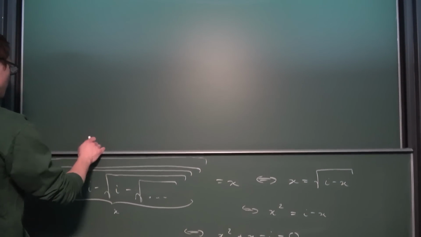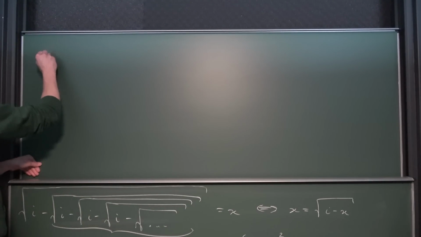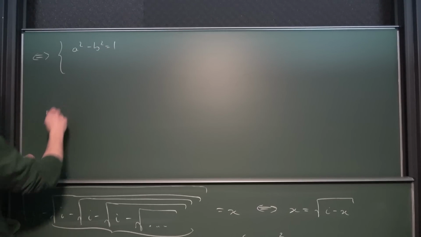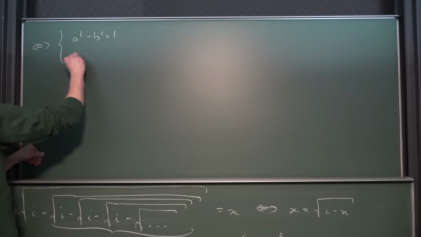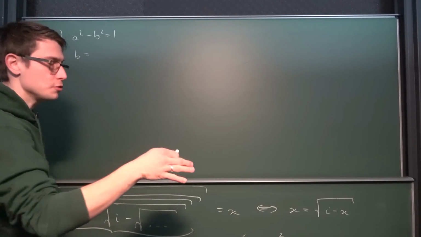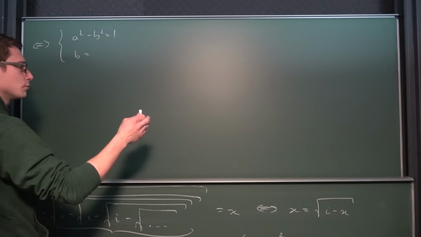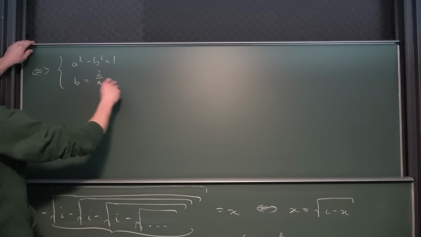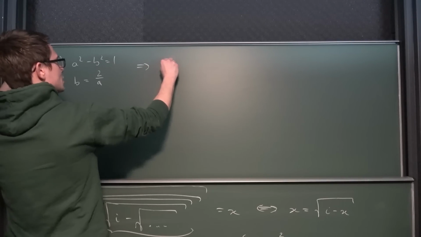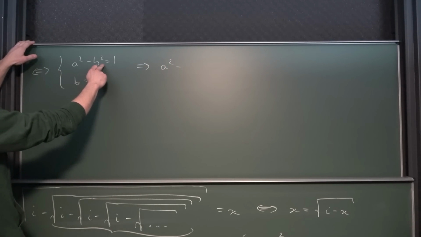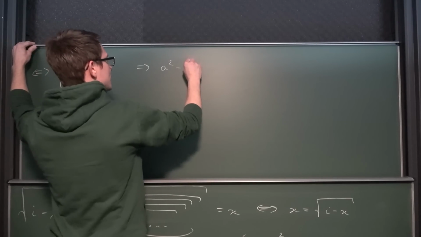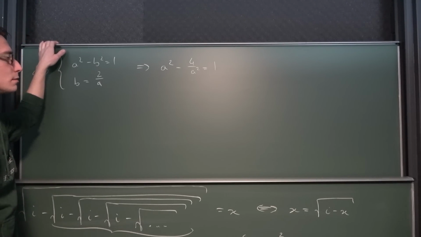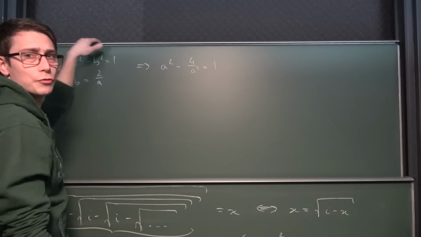So hence, by reformulating this, we are going to get the system of equations that a squared minus b squared is equal to 1, and b is hence equal to 4 over 2a, which is the same as 2 over a. And now we can plug the value for b into here, giving us overall that a squared minus b squared, so this is 4 over a squared, is equal to 1. And this right here is a 4th degree polynomial.